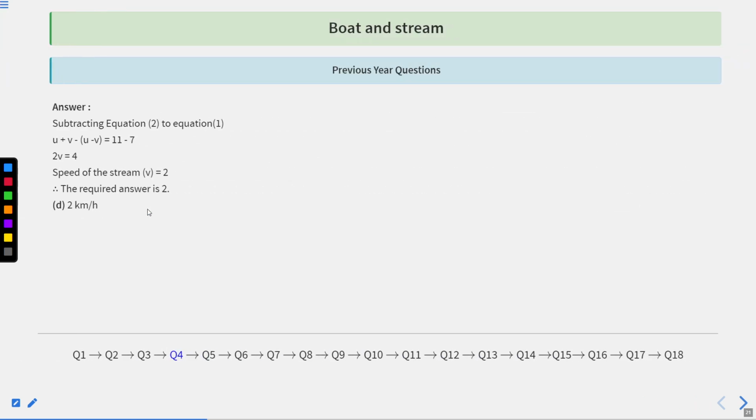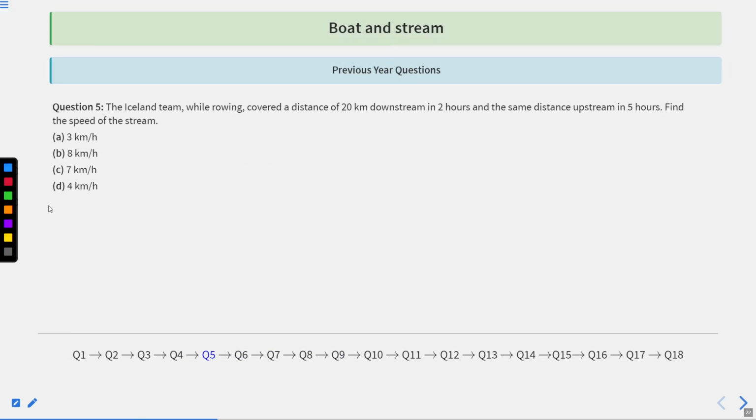So now we have two equations. Subtracting equation 1 from equation 2, we will have u plus v minus u minus v, and it will be 11 minus 7. So 2v equal to 4. Speed of the stream v equal to 2. Therefore, the required answer is 2. The correct answer here is option number D, 2 km per hour.